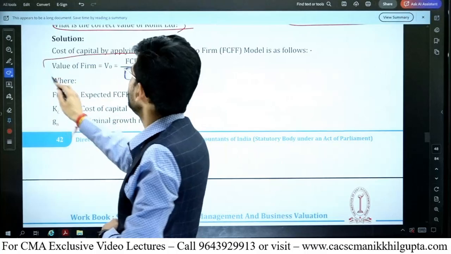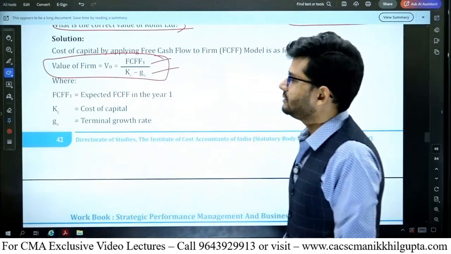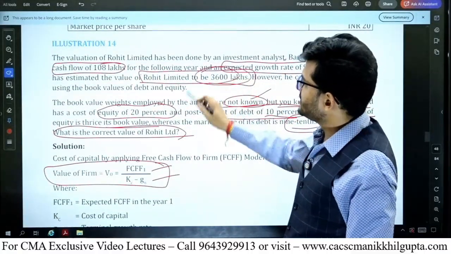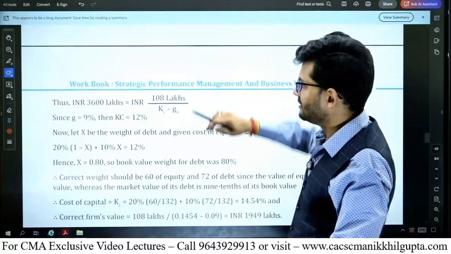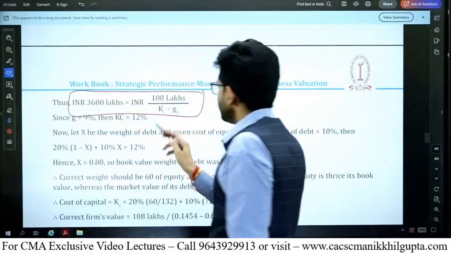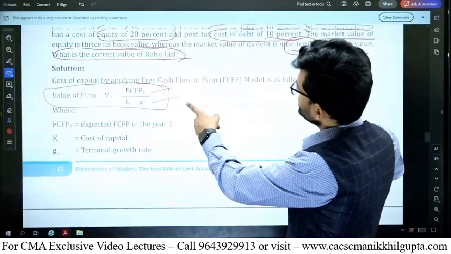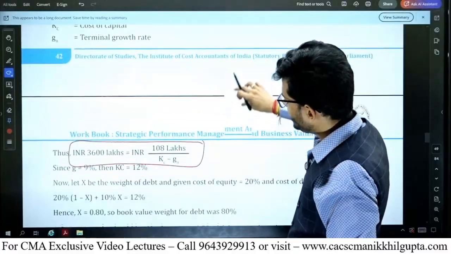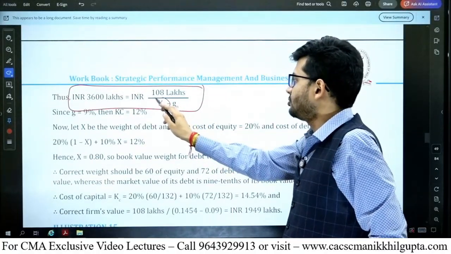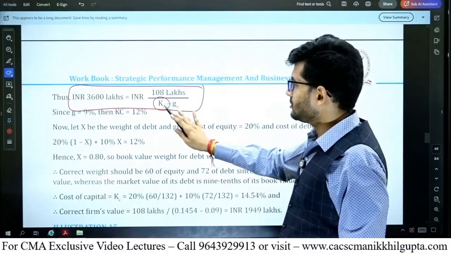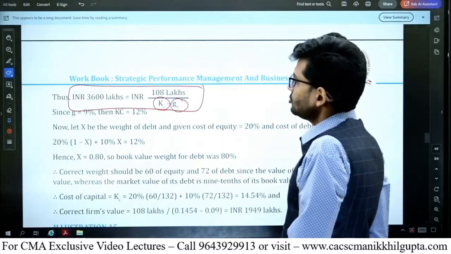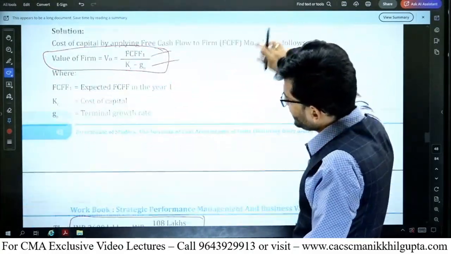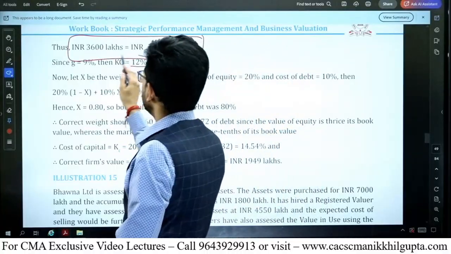So this formula we are using: value of firm is equal to free cash flow divided by KE minus G. That is the formula. At one level the valuation is already done. 3600 has already been calculated as the value of firm. So we'll do a reverse calculation. Okay. So INR 3600 is equal to the free cash flow which is already given to us, 108 lakhs. 108 lakhs is the free cash flow, and we divide by KE minus G. We don't know the KE, right? We don't know the KE, the cost of capital, but we know the growth rate. Okay. So growth rate is 9%. Growth rate is 9%.